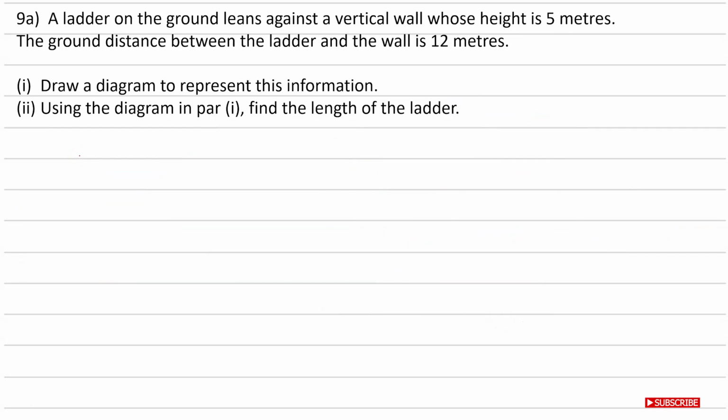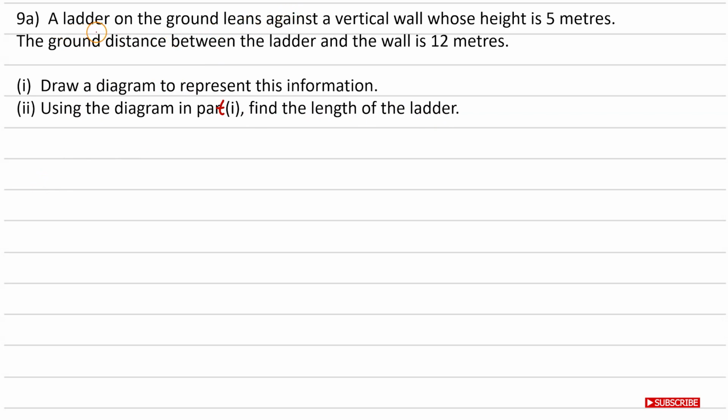And now for question 9a, we're told a ladder on the ground leans against a vertical wall whose height is 5 meters. The ground distance between the ladder and the wall is 12 meters. First, we need to draw a diagram to represent this information. And then using the diagram in part I, find the length of the ladder. So first we need to draw this information.